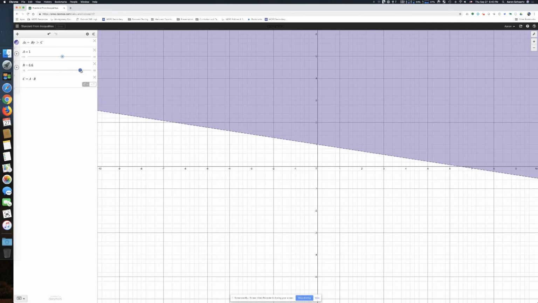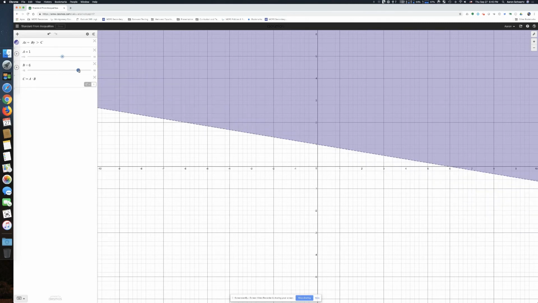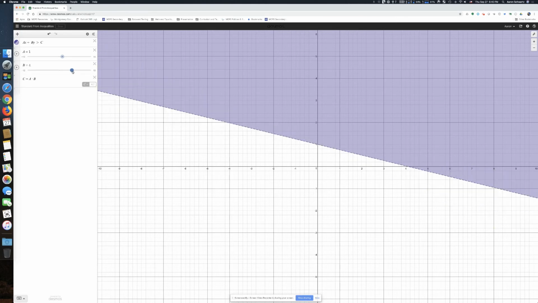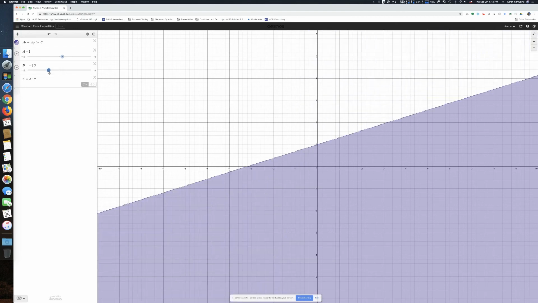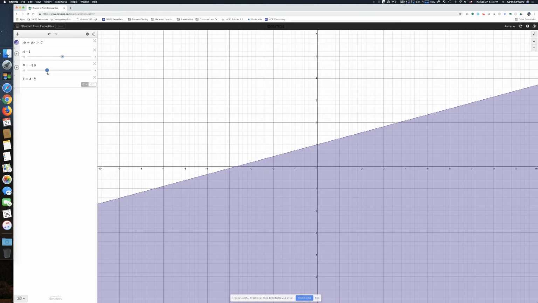The thing that we want students to observe is that whenever b is greater than 0, we're always talking about the portion that's above that line. The moment that we're looking at values of b that are less than 0, we're always talking about shading below the line. This is really critical.